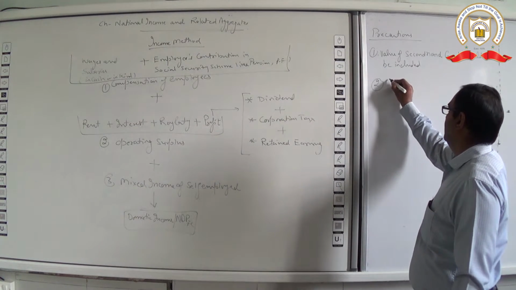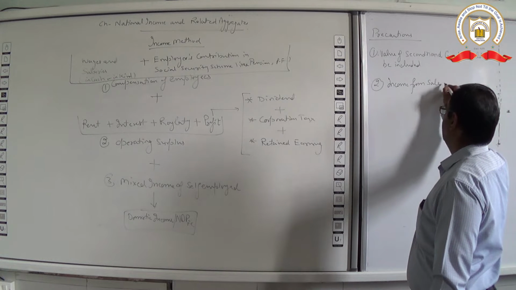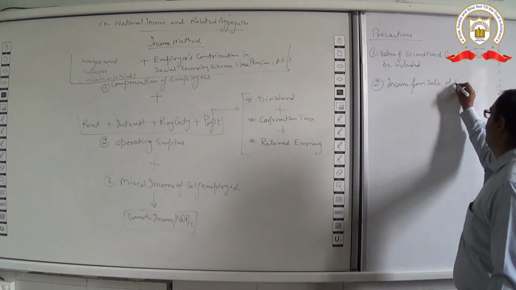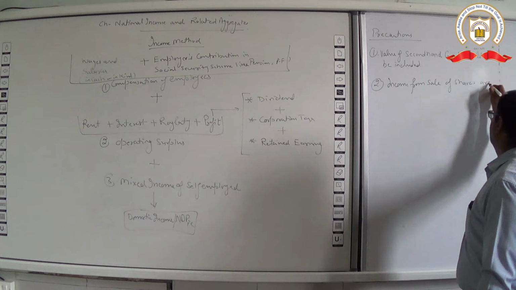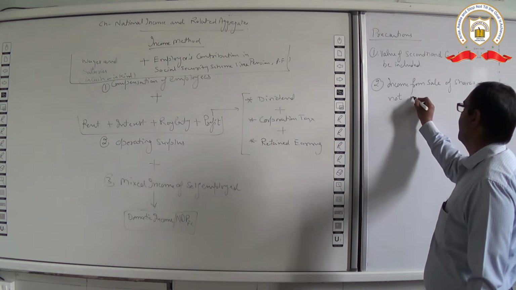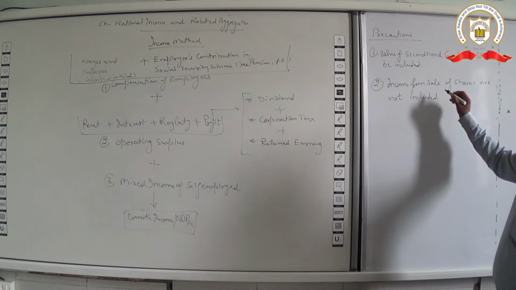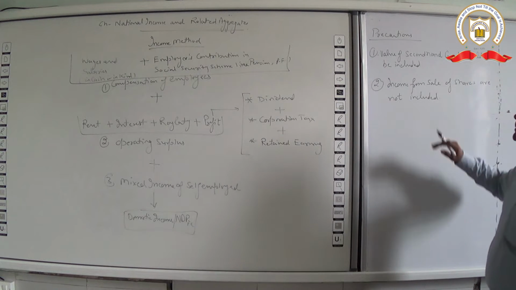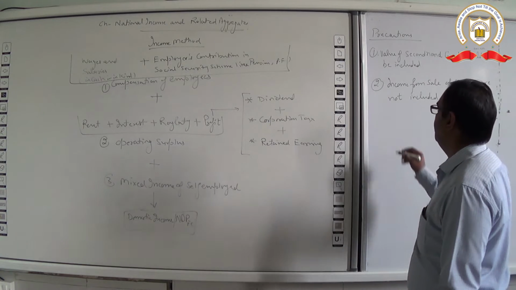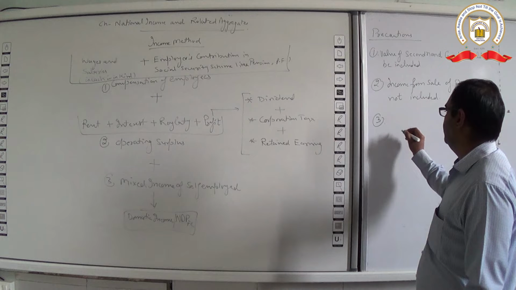Second, income from the sale of shares is not included in national income, because these are financial transactions and they do not produce any goods. So any income from the sale of shares will not be included while calculating national income through the income method.